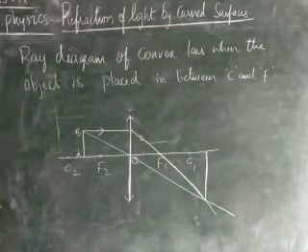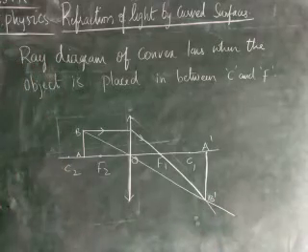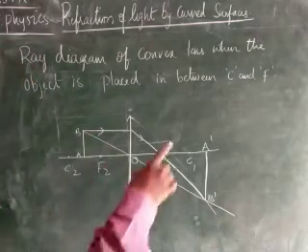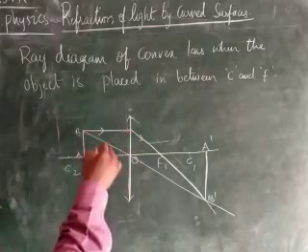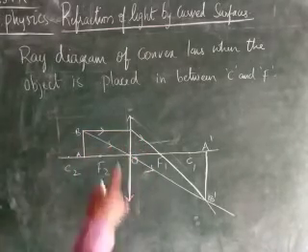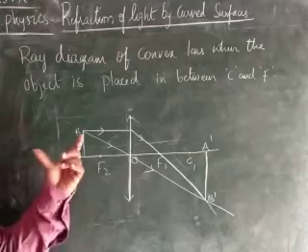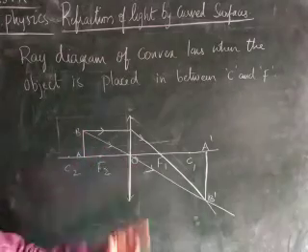Here what we are getting, children? A dash B dash. A dash B dash is the image, children. AB is the object, A dash B dash is the image. Here we are using the third rule, that is, when a light ray travels parallel to the principal axis, after refraction it passes through the focal point. And the second rule is that when the light ray is passing through the optic center, it is undeviated, children.